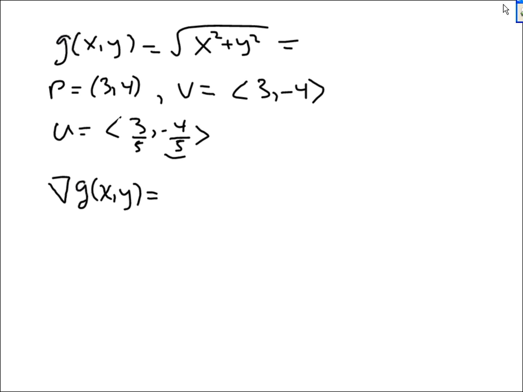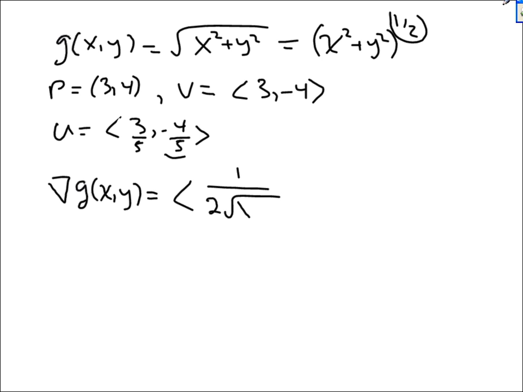Well, remember, g is x squared plus y squared to the half. So we take the derivative with respect to x first. You bring down the power. You make the new power 1 less, which will be negative a half. If I put it in the bottom, it'll become plus a half.